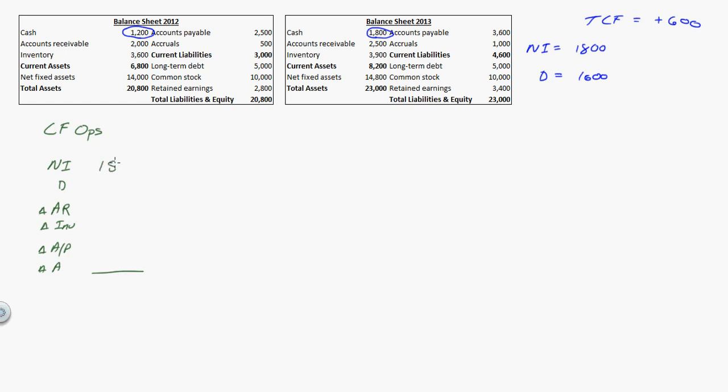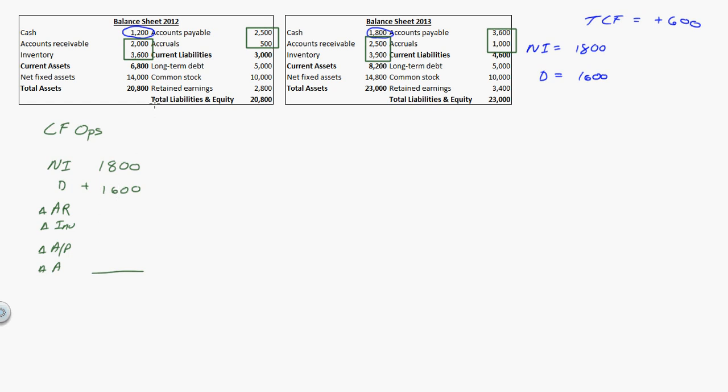We know net income we're given as $1,800, depreciation we're given as $1,600. Now let's look at accounts receivable and inventory, and we're also going to look at accounts payable and accruals. No, there's no notes payable on this. That's no big deal. You don't have to have notes payable. There's no law that says that. So that will make our financing part easier.